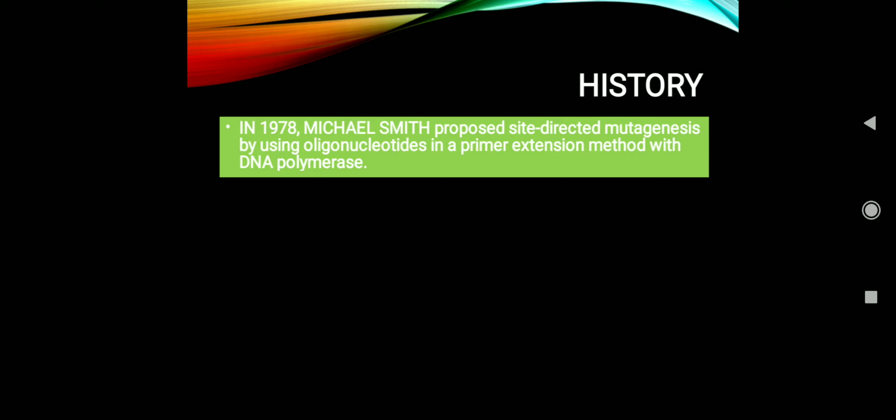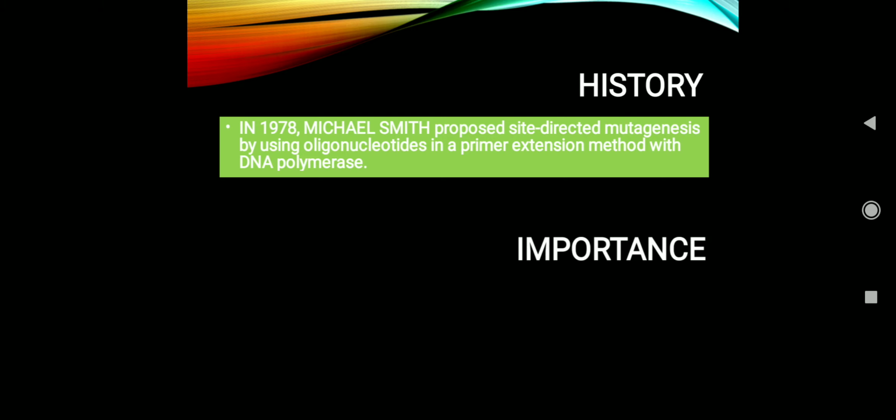So let us see the history. In 1978, Michael Smith was the first person who proposed site-directed mutagenesis by using oligonucleotides, and the method that he used was a primer extension method. He used DNA polymerase for carrying out this PCR method. So we will see the primer extension method also in this video.